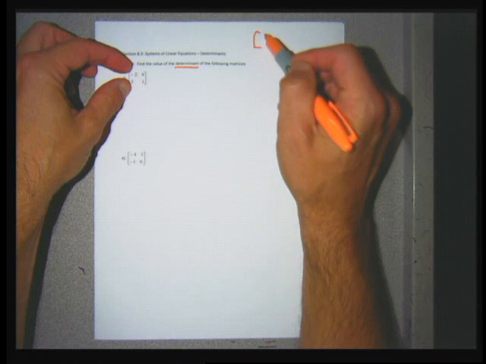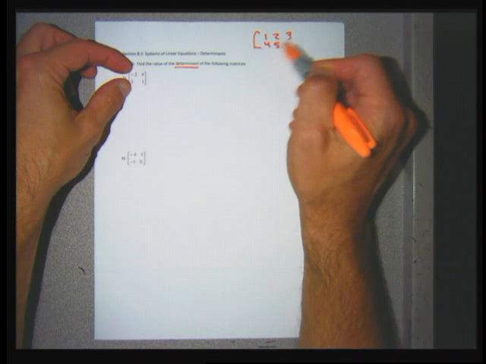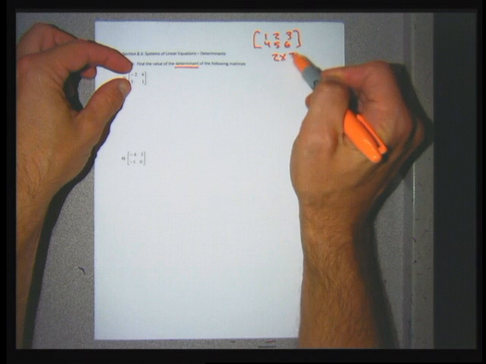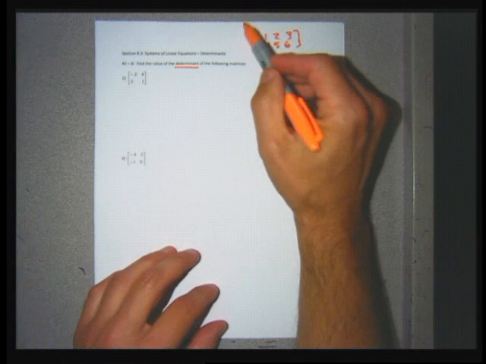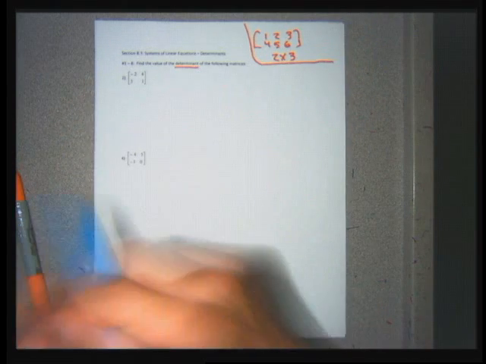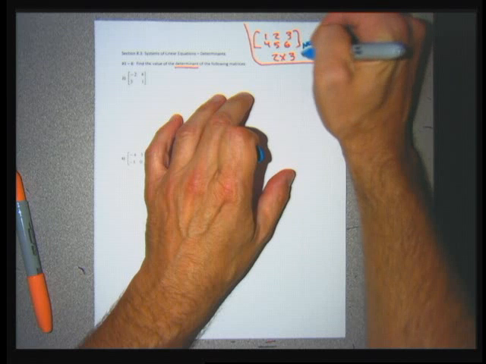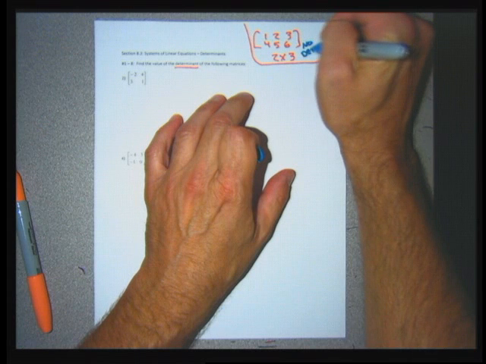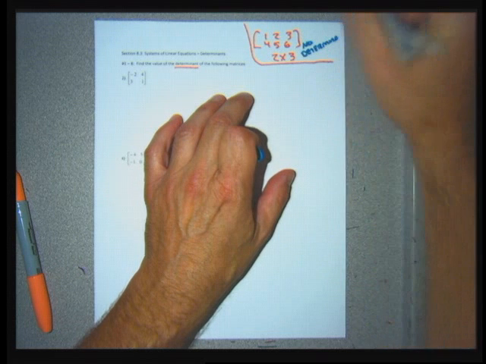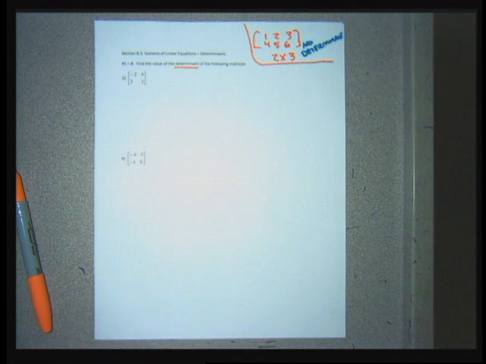Like this matrix is a 2 by 3 matrix. It has 2 rows and 3 columns. We did a lot of those in the last section. This matrix wouldn't have a determinant, or a number associated with it that we call a determinant. In order to be a candidate to have a determinant, you have to have the same number of rows as columns.